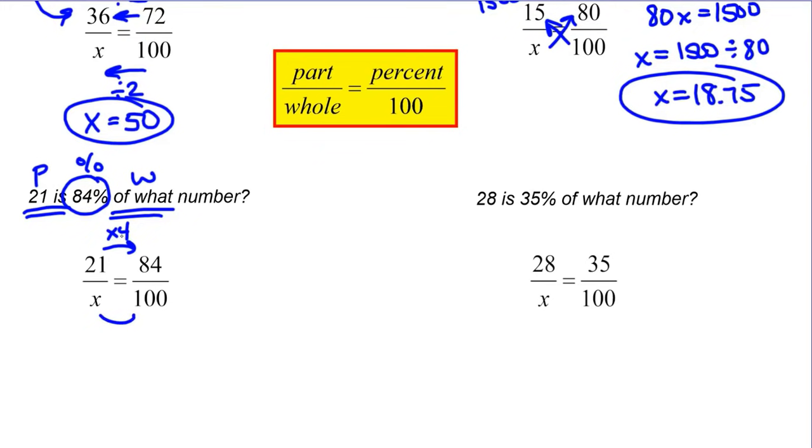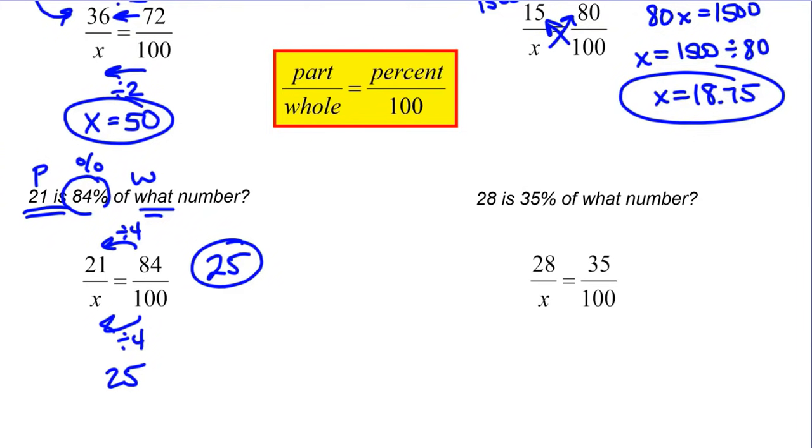Actually, I should do that backwards. I'm trying to solve this way. 84 divided by 4 is 21, so 100 divided by 4 will tell me what x is. 100 divided by 4 is 25. So 21 out of 25 is 84%.